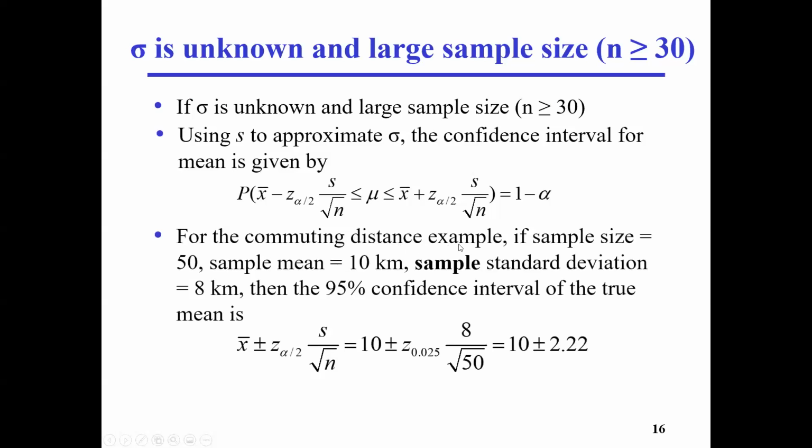So for the commuting distance example, if the sample size is still equal to 50, the mean stays the same, 10 kilometers, and the sample standard deviation equals 8 kilometers, then the result is different because here we're using S. Let's just assume we do not know sigma anymore. We know S, which is 8. So now it is 10 kilometers plus or minus 2.22 kilometers. That's a new confidence interval with a 95% confidence level.